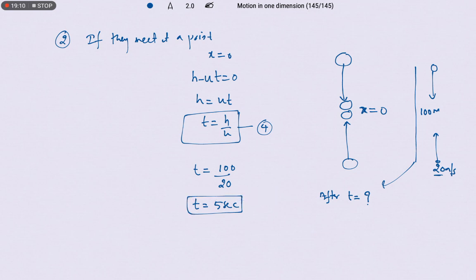So what is the separation? If they are asking, separation is equal to h minus ut. If they are meeting at a particular point, what happens? The separation becomes 0. We can write h minus ut is 0. Therefore the time after they meet will be equal to h by u.